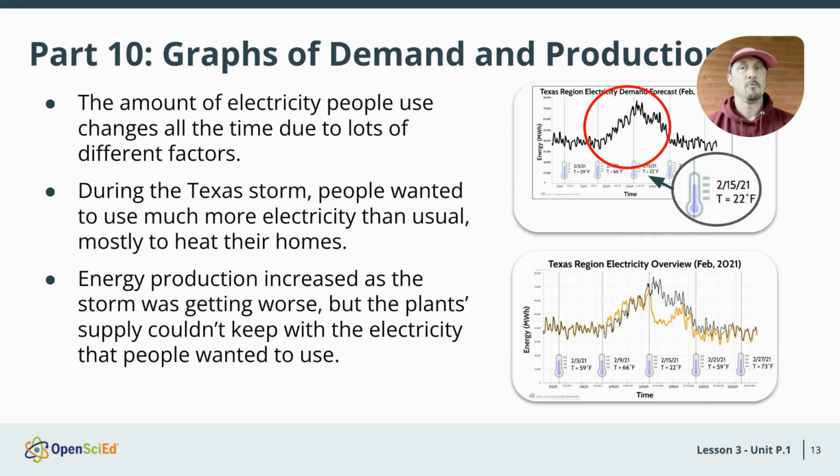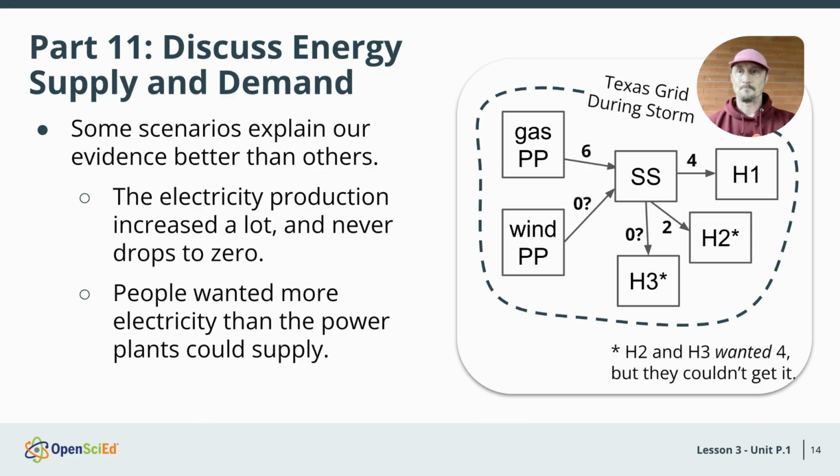Then on day 3, we see how much electrical energy was actually produced. When we compare electricity production to the previous year, we see that production during the storm actually did increase a lot, but it couldn't keep up with the huge increase in predicted demand that was greater than a normal year.